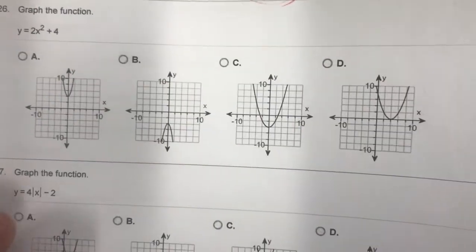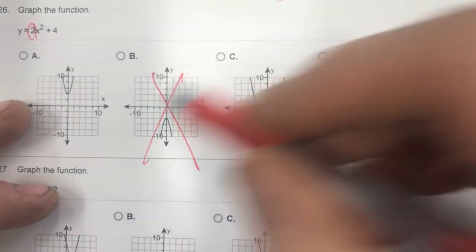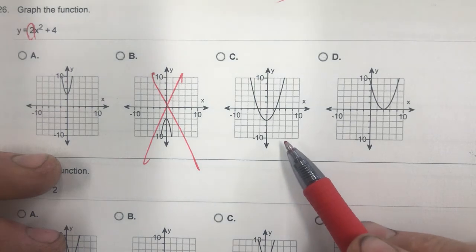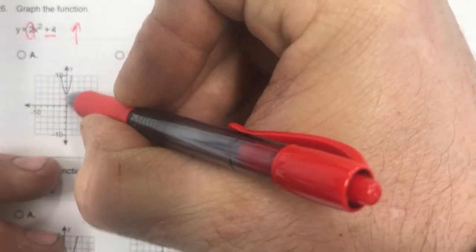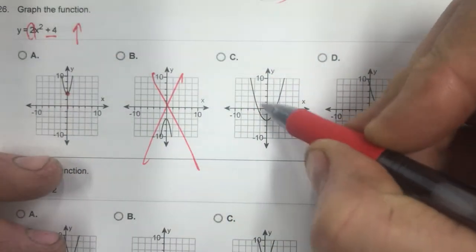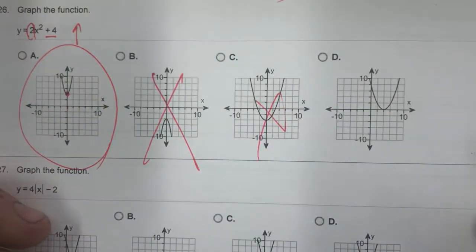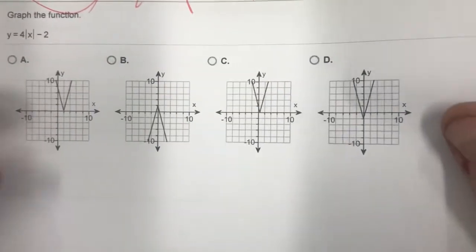Almost done, couple more. Go about 26 here. All right, we got stretch, and now this one's going down, that ain't it. This plus 4 means it's going to go up 4, so up 4 could be that one. This went down 4, this went to the right 4. There it is. And then one last one.